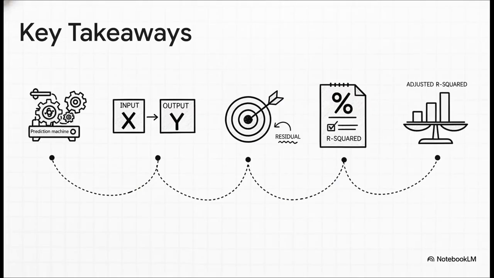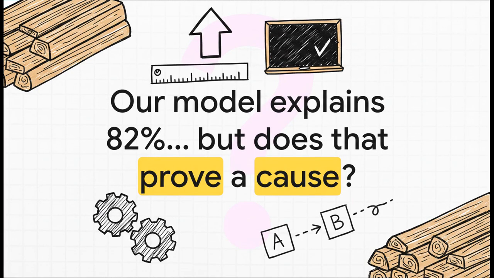So, let's do a quick recap. We've learned that a regression model is basically a prediction machine. Its inputs are the explanatory variables, the cause, and its output is the response variable, the effect. A residual? That's just a single prediction's error. R-squared is the model's overall grade, and adjusted R-squared helps us pick the best model when we have a few options. But this brings us to one last and honestly, one of the most important points.